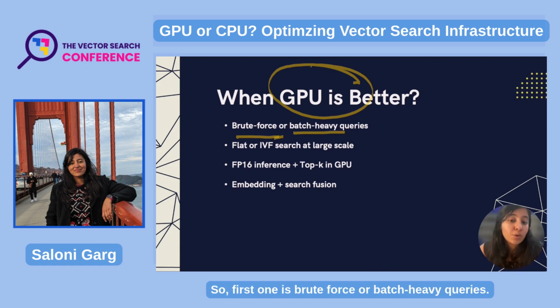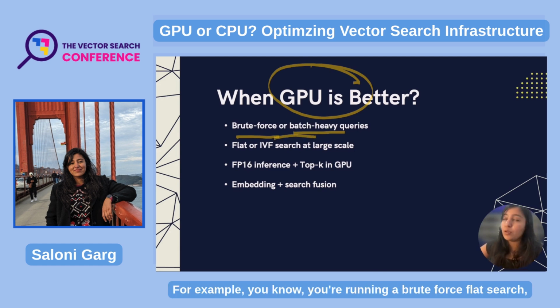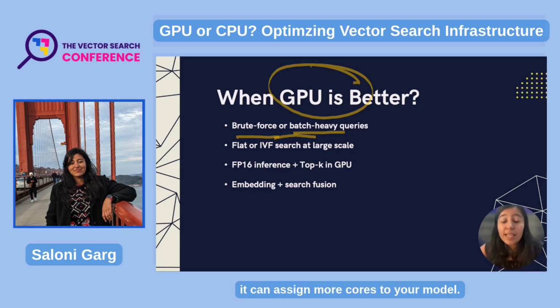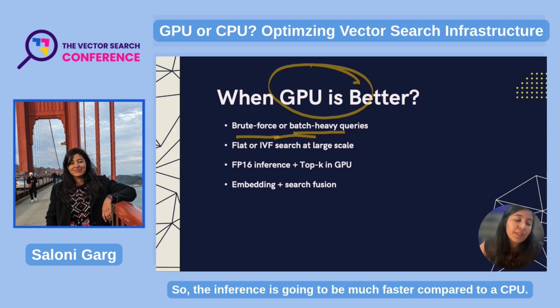The first one is brute force or batch-heavy queries. For example, if you're running a brute force flat search, then your GPU is definitely going to be better because it can parallelize better and assign more cores to your model. So the inference is going to be much faster compared to a CPU.